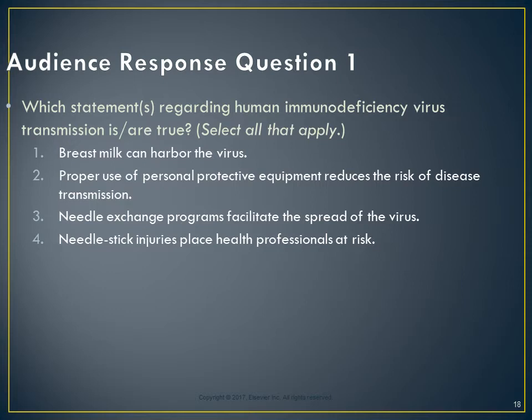Here's our first audience response question. Which statements regarding human immunodeficiency virus transmission is or are true? Select all that apply. Number 1, breast milk can harbor the virus. 2, proper use of personal protective equipment reduces the risk of disease transmission. 3, needle exchange programs facilitate the spread of the virus. Or 4, needle stick injuries place health professionals at risk. The correct answers are 1, 2, and 4.